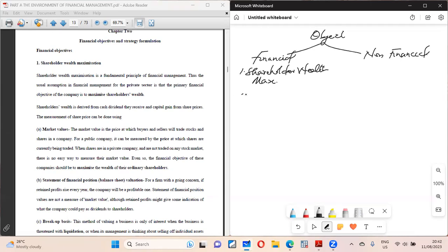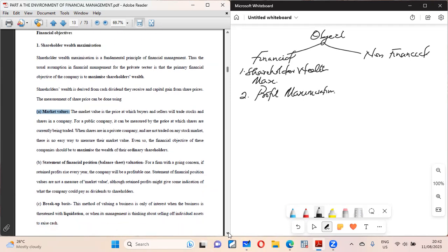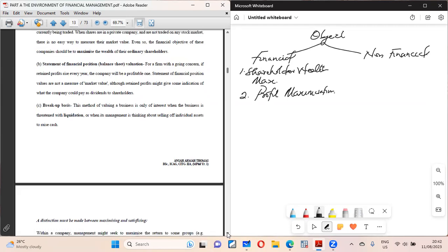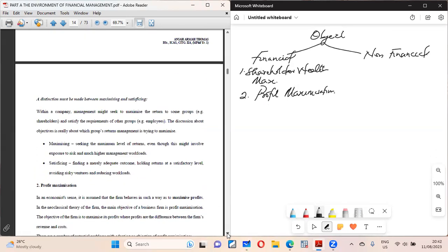Profit maximization. Yes, profit maximization is also part. As for shareholder wealth maximization, we've talked about it and how you measure it. You can use the market value, which is the share price. You can use the statement of financial position. We will learn that when we are doing valuation and break-up basis, when you are selling the company.